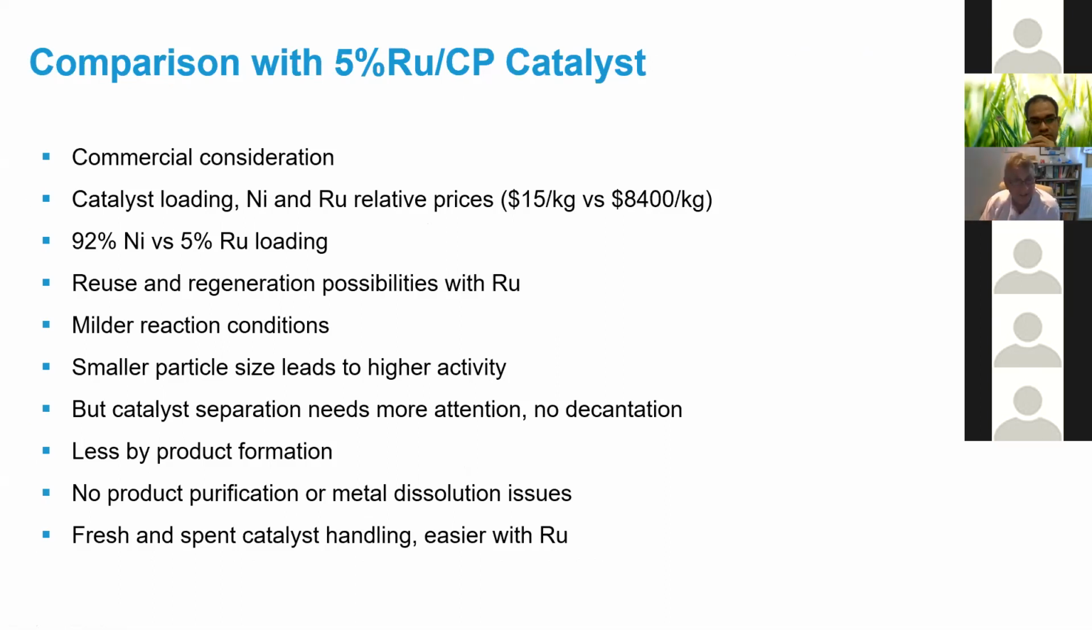So the relative metal loadings: Raney nickel is typically around 92% nickel, whereas with ruthenium you can use much lower loadings, and you can reuse and regenerate ruthenium very easily. You can run it at much lower temperatures and pressures, and you've got smaller particle size. But one of the downsides of using ruthenium on carbon is that you do need to attend very closely to catalyst separation. There's no decantation, but you get almost zero byproduct formation by using ruthenium.